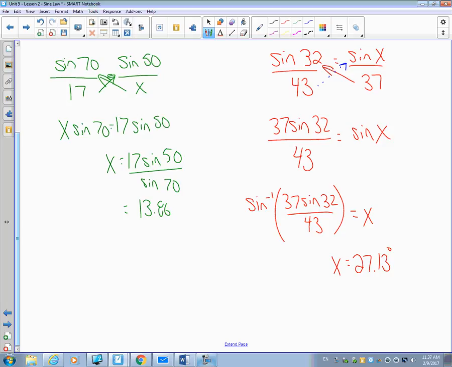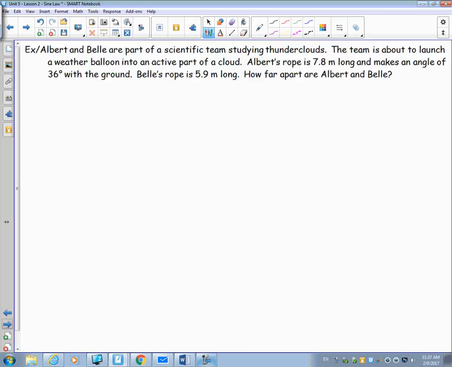Okay, but we're going to look at a situation where we might run into some difficulties with the sine law. So in this problem, we have Albert and Bell, and they're studying some thunderclouds. The team is about to launch a weather balloon into an active part of the cloud. Albert's rope is 7.8 meters long, makes an angle of 36 to the ground. Bell's is 5.9 meters long. How far apart are they?